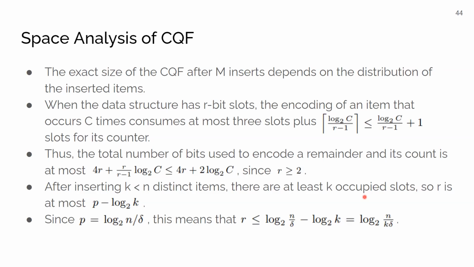Thus, the total number of bits used to encode a remainder and its count is at most 4r plus r over r minus 1 log c base 2, which is less than or equal to 4r plus 2 log c base 2, since r is greater than or equal to 2. After inserting k distinct elements, which is less than the total elements n, there are at least k occupied slots. So r is at most p minus log k base 2. Since p equals log n over delta base 2, this means that r is less than or equal to log n over delta base 2 minus log k base 2, which can be simplified as log n over k delta base 2.